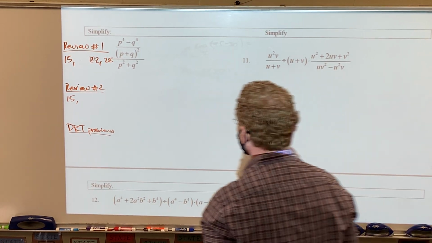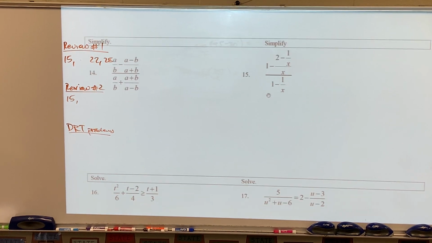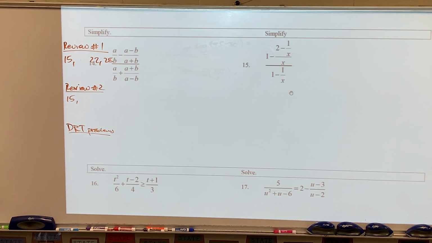All right, so review 1, number 15. And again, if you see something, yeah, there's even an uglier one than this on the back of review 2. So there's a couple ways you could go about this. I know that I've told you, when there's a fraction inside of a fraction, what can you do?